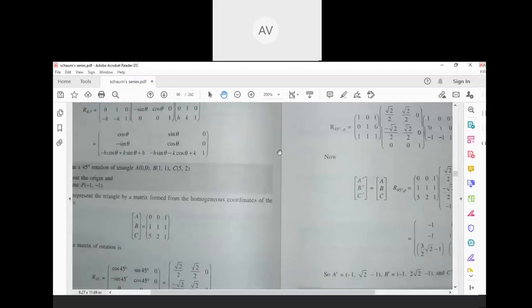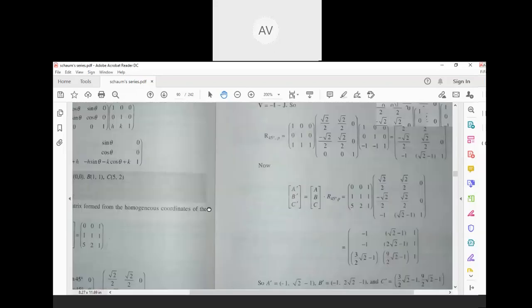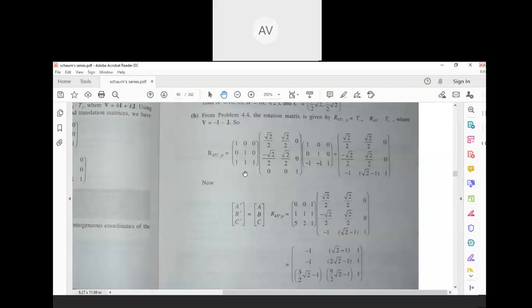Once translated, now we will write down the rotation matrix over here. Then again we have to do the inverse translation. So we have three steps to do. First, translate the object by -1 -1, but away from the origin we are taking 1 1 positive values, tx and ty value 1 1.